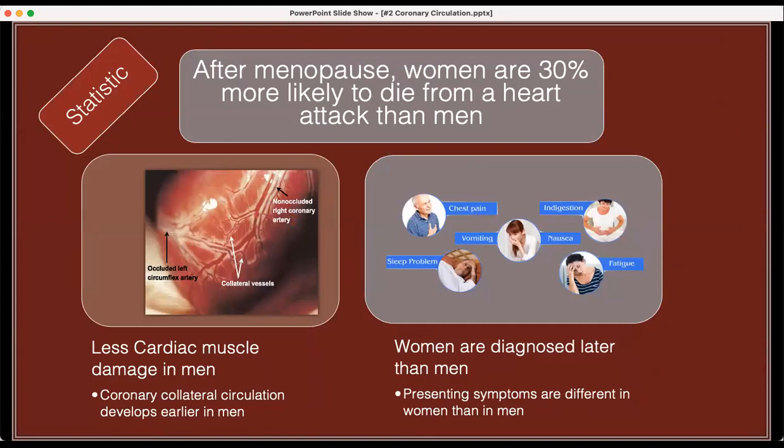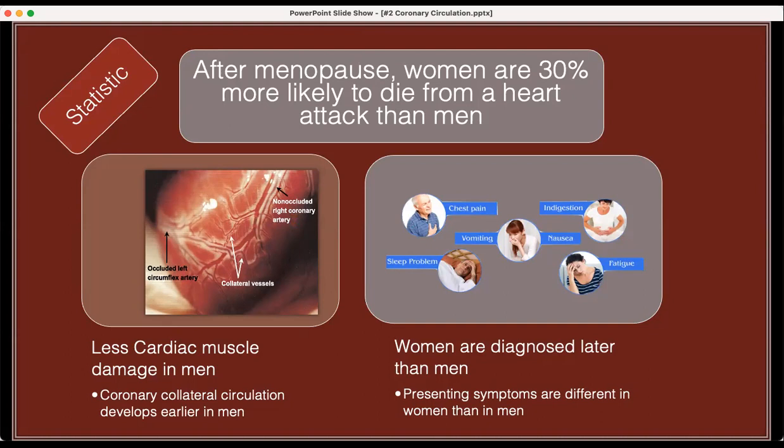So in a heart attack, women are more likely to die because they're not going to have this collateral circulation, and also women get diagnosed much later than men. Women, for whatever reason, have different symptoms.